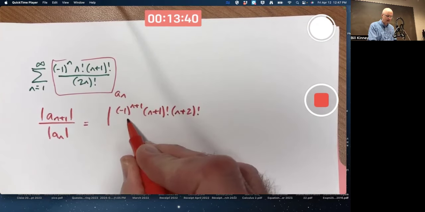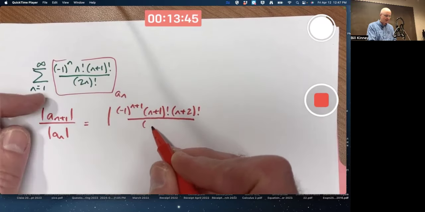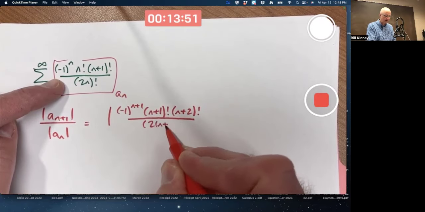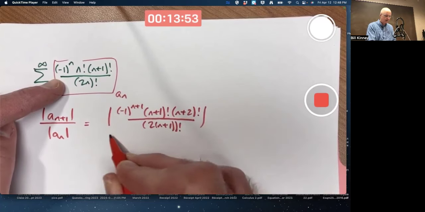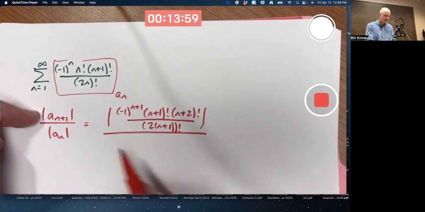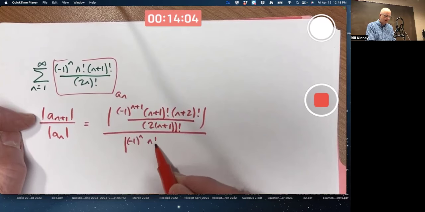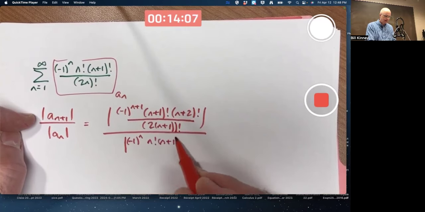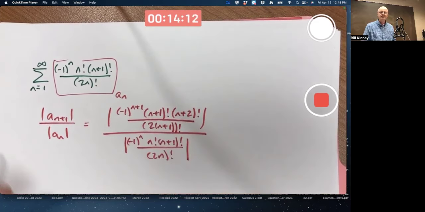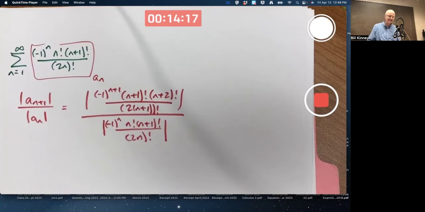Notice what's happening here. In the numerator, I am replacing in this expression each n with n plus 1. That is the absolute value of an plus 1, divided by the absolute value of an. And we get this crazy looking thing. Looks insanely complicated. It's not as bad as it looks.